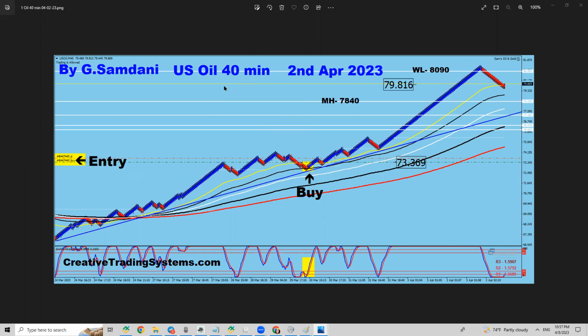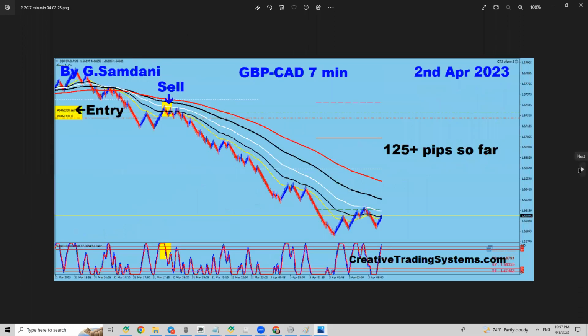This is one of the first trades: US oil, 40-minute chart, 2nd April, and this is the entry here. And this was a big, huge trade, right? So that's the first one. The second one is pound CAD from the 7-minute chart. CAD gets the benefit when oil gets expensive, so that's how it is. Pound CAD 7-minute, boom, drop on April 2nd. That's what happened. CAD is always connected to oil production.